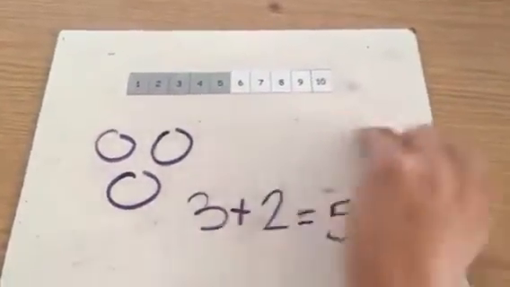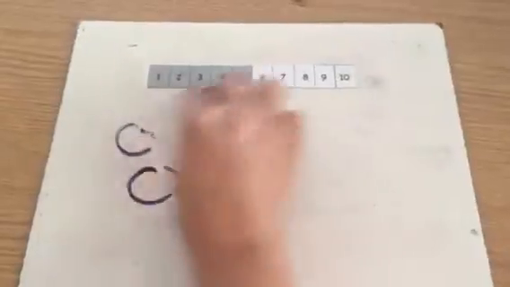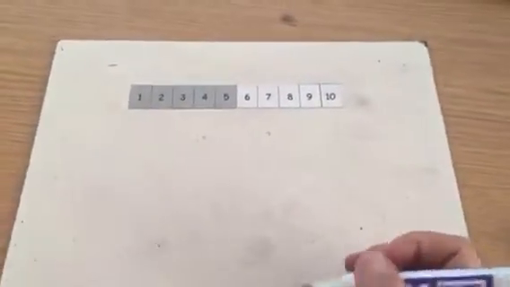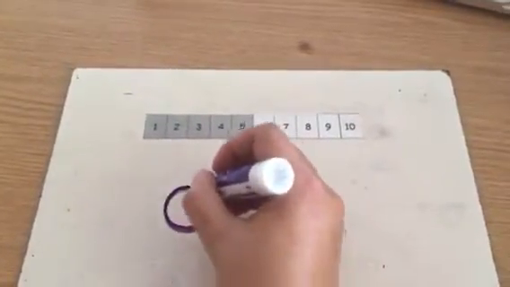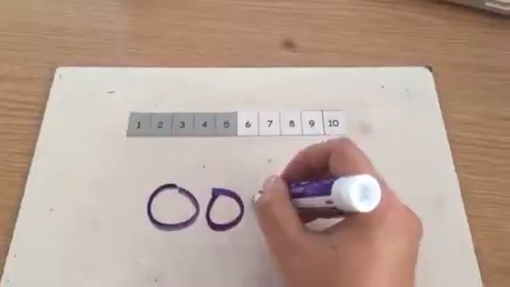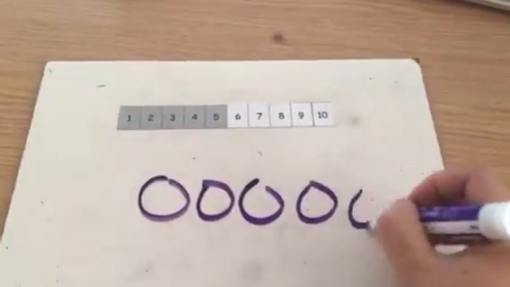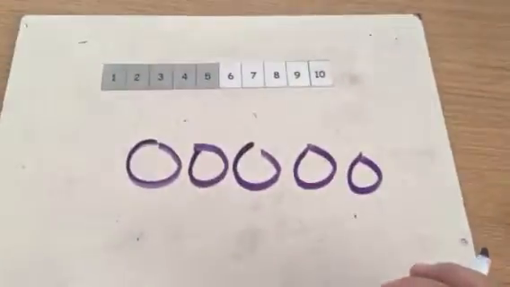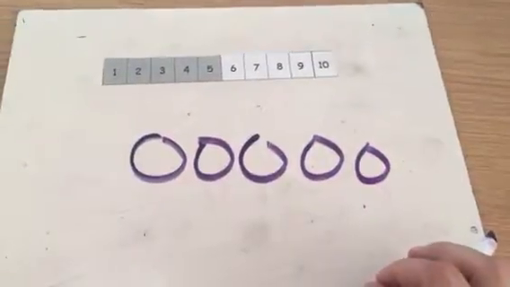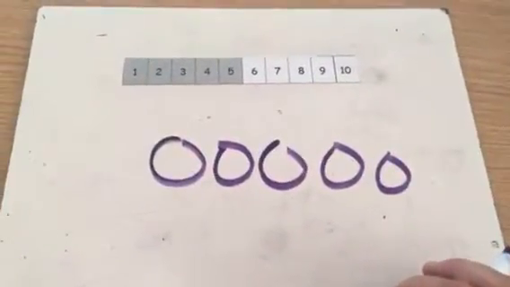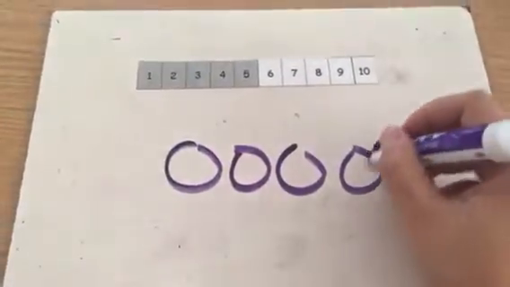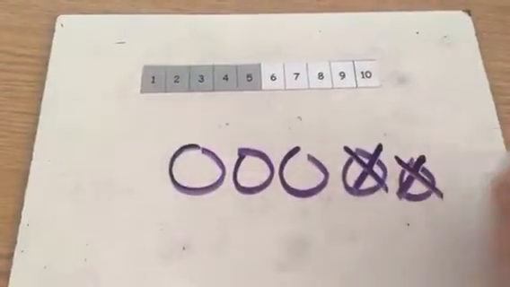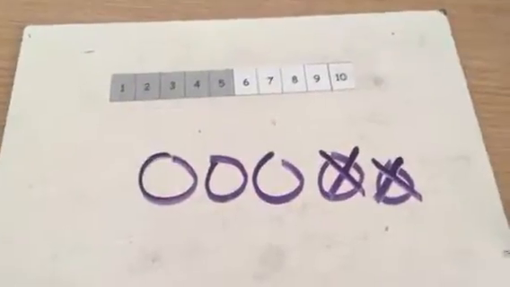Now you can go ahead and erase your board, and now I'm going to show you how you can use your number path for subtraction. So Victoria had 5 gummy bears. 1, 2, 3, 4, 5. So go ahead and draw her gummy bears. She had 5 gummy bears. She gave 2 to her friend Max. Remember our cross out, we're going to cross out 2. How many did she have left?